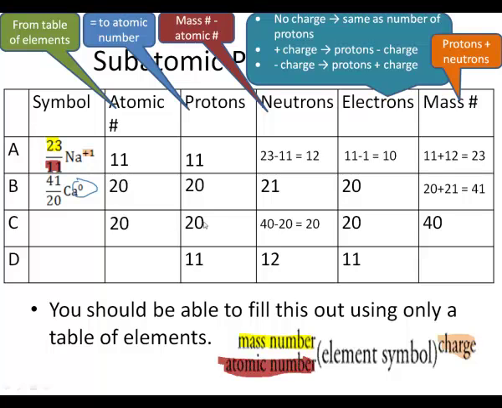Then we come to the charge. So again, we want to see how protons, which are positive, balance out with electrons, which are negative. We got 20 protons and 20 electrons, so again, the charge is 0.